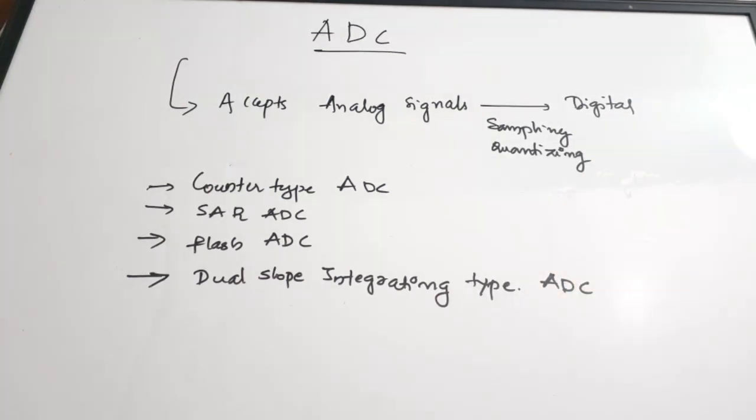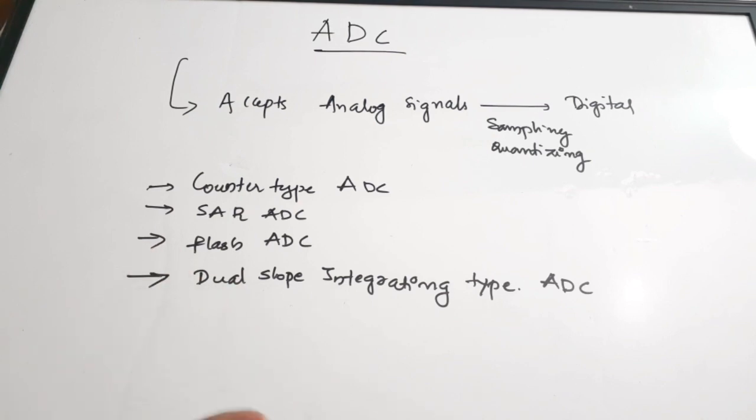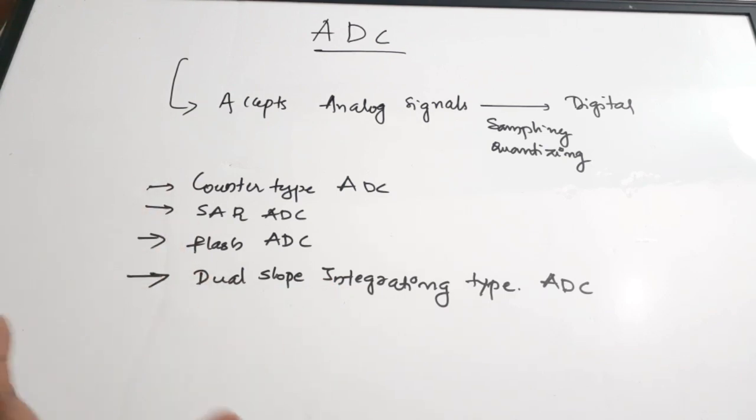So the ADC will first sample the signal and then quantize the signal in order to have the digital representation of the corresponding analog signal. So that is the brief about the analog to digital conversion process.